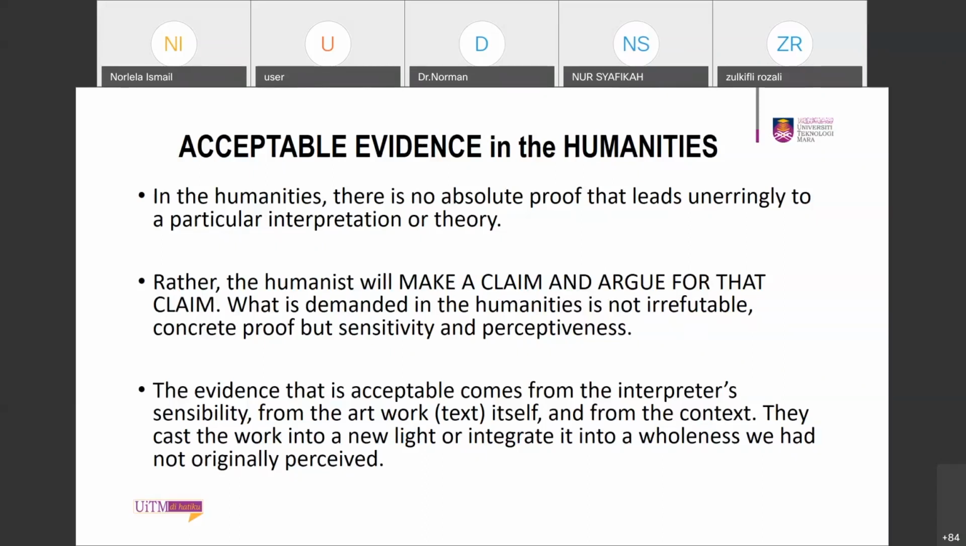Also, one has to be really proficient in written language. One has to have a certain level of proficiency when it comes to written language, to be very articulate and expressive as well, because one has to come up with a very persuasive and sound argument. That's why the evidence that is acceptable comes from the interpreter's sensibility, or from the researcher's sensibility, from the artwork itself, the text, as well as from the context.